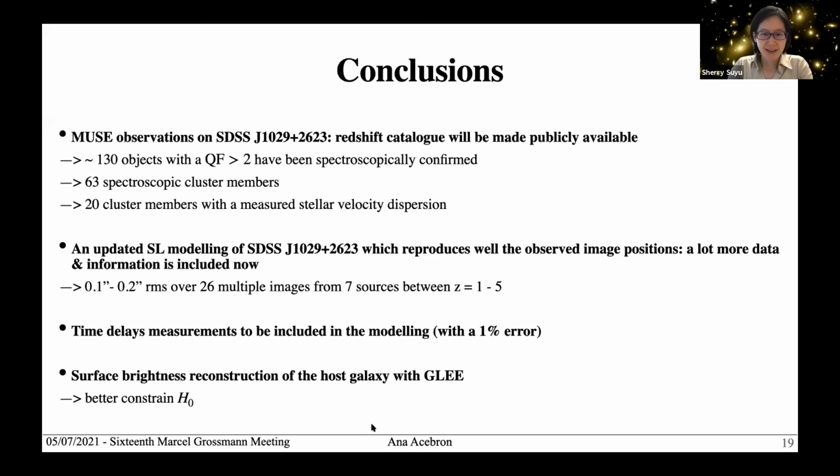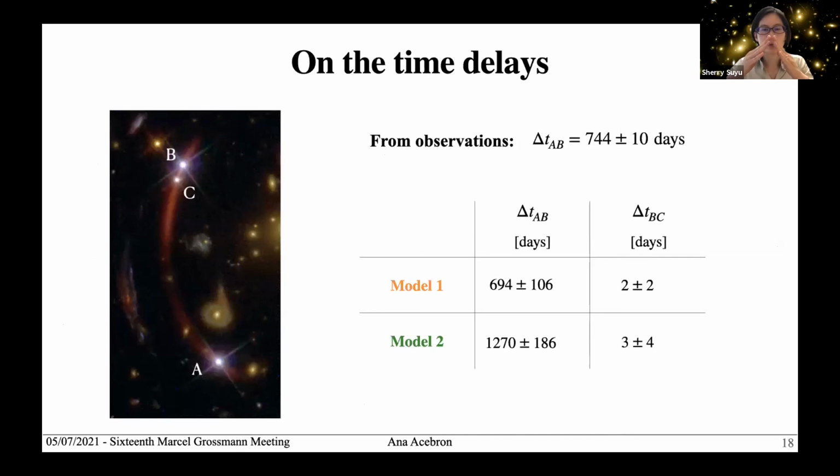Hi, Anna. Thanks for the talk. I'm very curious about this difference in time delay predictions from the 2 different models. Have you looked at the global mass distribution of the cluster? Is it because the 2 mass models give you different slopes in the profile, or what could cause such a big difference? I don't think that little perturber near image C is going to do this.